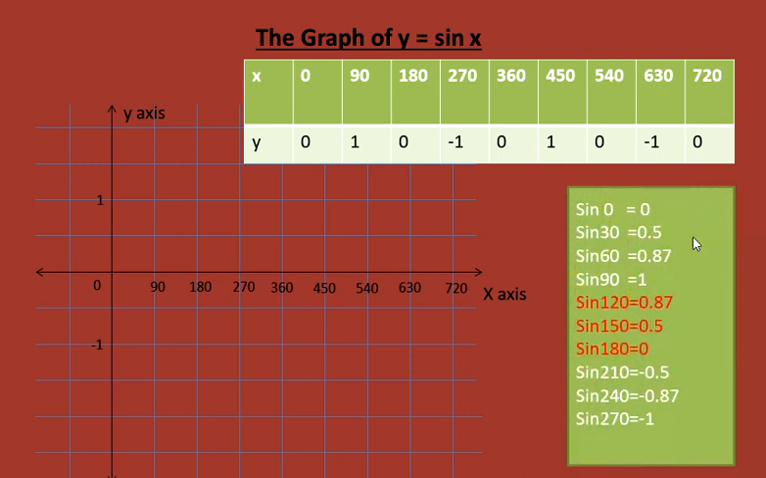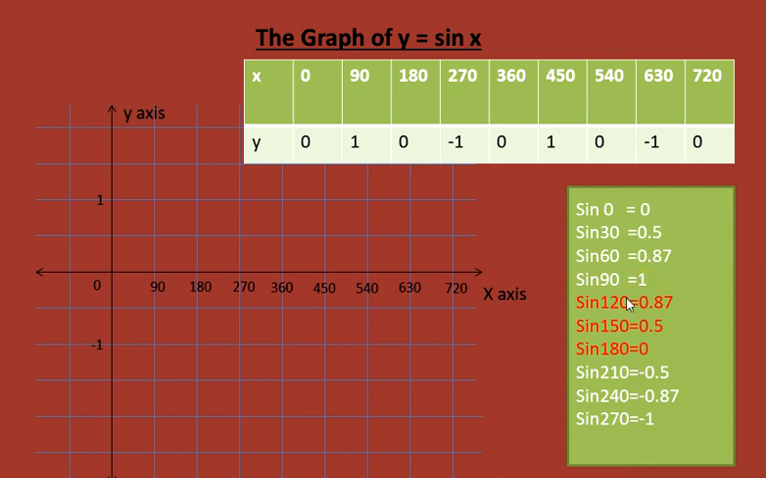Check this part. First, sin 0 is 0. Then check this value: sin 30 is 0.5. Now the value increased, from 0 to 0.5. Sin 60 is 0.87. The value again increased, from 0.5 to 0.87. The next, sin 90, is 1. That means from 0 to 90 the sin values are increasing.